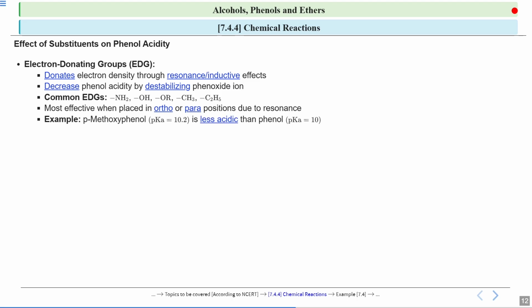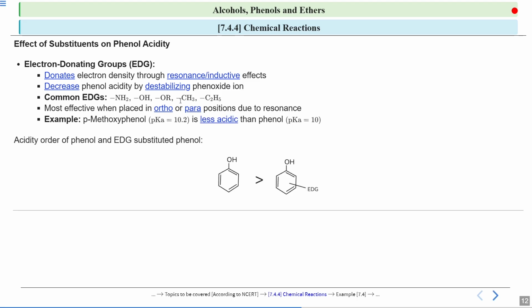Now, if I say paramethoxyphenol, and I talk about a phenol. So this is a phenol and this is a paramethoxyphenol. Paramethoxy means it is an electron donating group. The methoxy group is an electron donating group. So it will donate the electron density to this ring and the electron density on oxygen will increase. If the electron density on oxygen increases, it will not withdraw the electrons from this hydrogen. So it will make the bond less polar. If the bond is less polar, it will not easily donate its H plus ions.